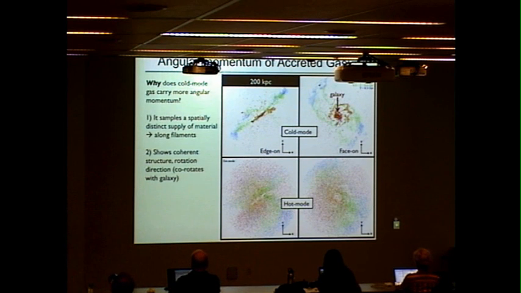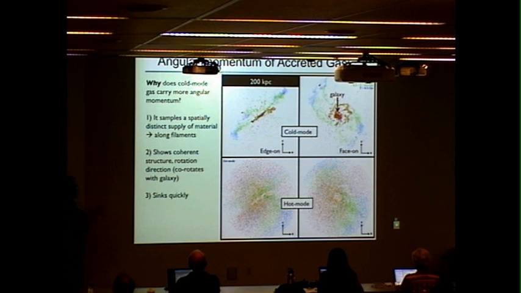It doesn't take that long to get to the galaxy, so there's a correlation between the angular momentum it has as it builds the galaxy and gives it angular momentum. It's co-rotating roughly with the galaxy. Again, there's this warp, but it's spinning in the same rough way. And it's sinking pretty quickly. It doesn't spend that much time in the halo.